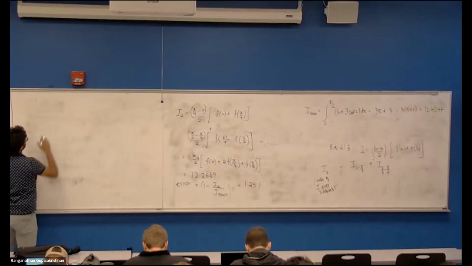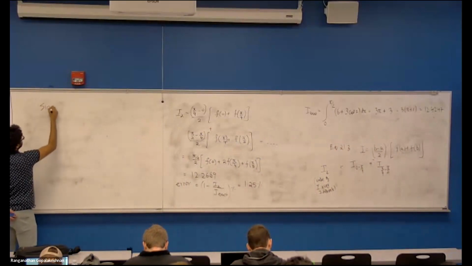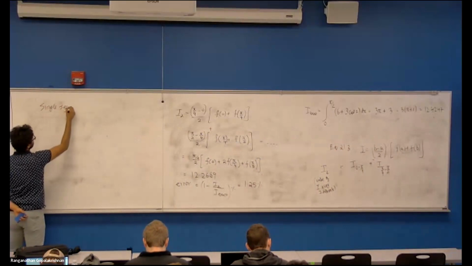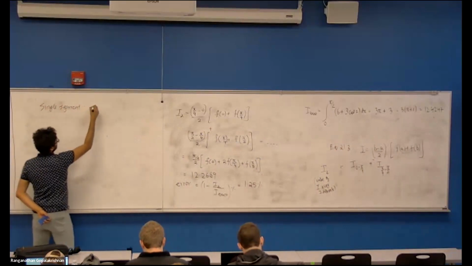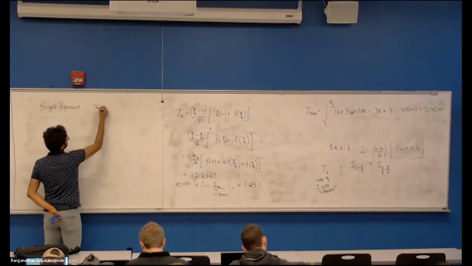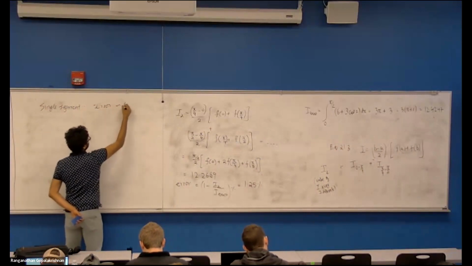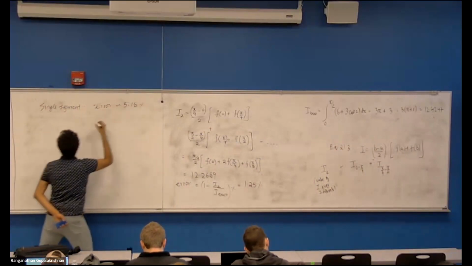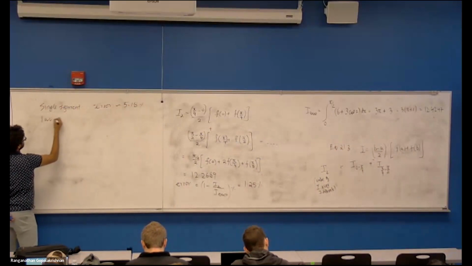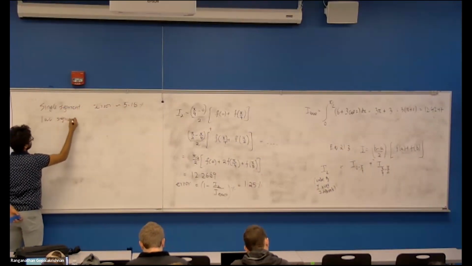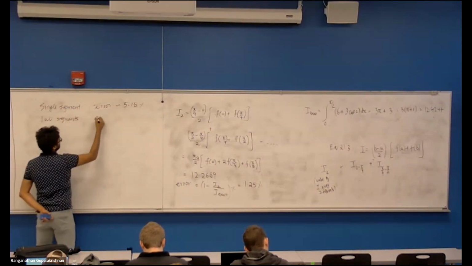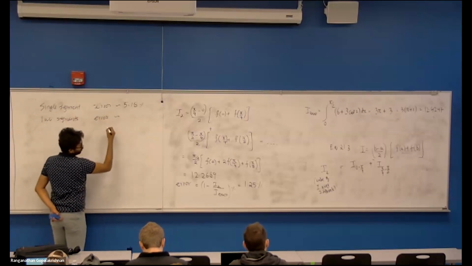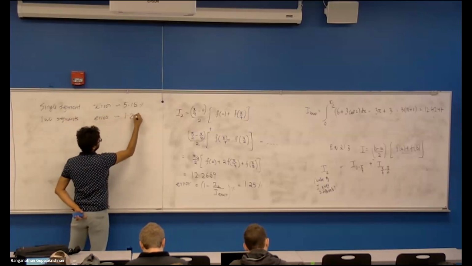Thank you. So when you had a single segment, the error was 5.18%. When you have two segments, the error has reduced to 1.25%.